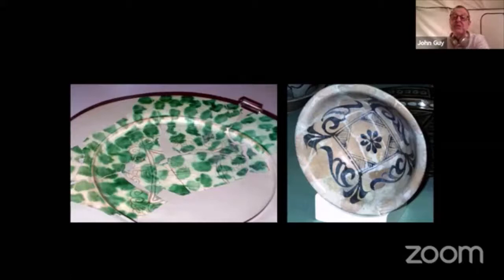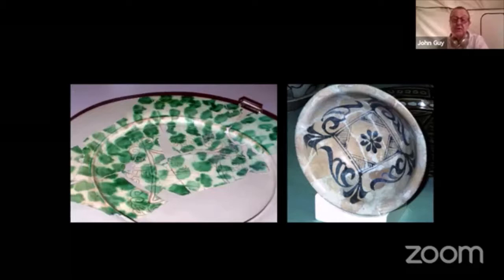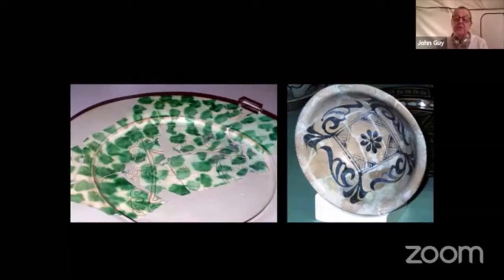This is not a Chinese motif. This is unknown in Chinese decorative repertoires at this point. And it has to have come through the medium of Iranian or Gulf, I should say, not just Iraqi, Iranian, Persian Gulf imagery shared presumably by merchants with the producers of the materials in China.